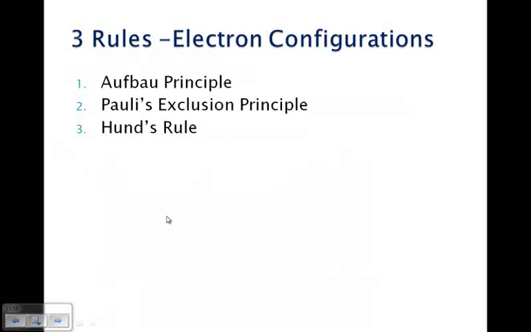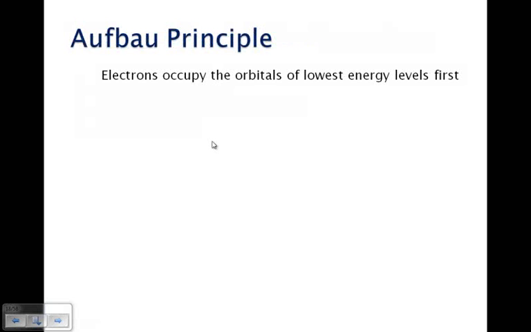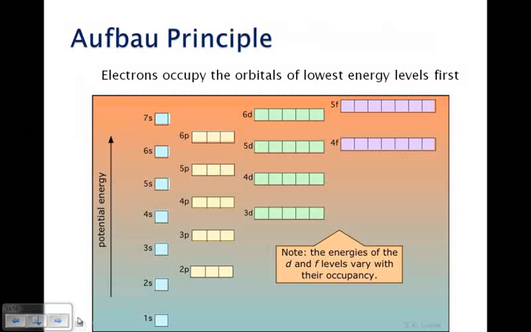Okay. Before we do that, though, there are three principles that guide us in writing electron configurations. The first is known as Aufbau, the second is Pauli's exclusion principle, and the third is Hund's rule. The Aufbau principle says electrons will occupy orbitals of lowest energy levels first. Here's a picture of the potential energy of electron orbitals. The lowest energy orbital is a 1s. First shell, S electrons. The second is the second shell with 2s electrons and 2p electrons.